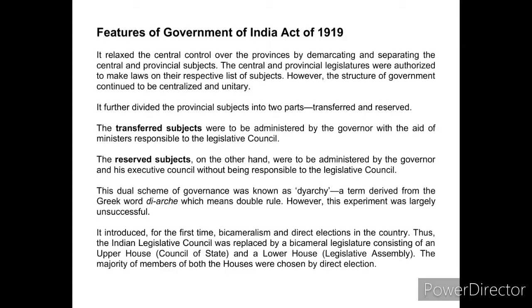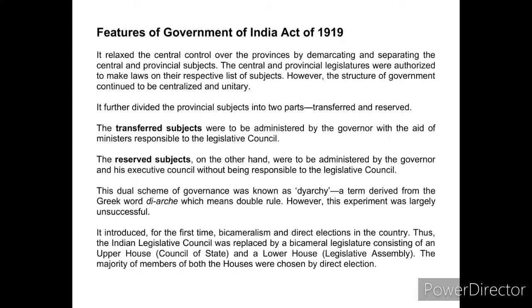Features of Government of India Act of 1919. It relaxed the central control over the provinces by demarcating and separating the central and provincial subjects. The central and provincial legislatures were authorized to make laws on their respective list of subjects. However, the structure of government continued to be centralized and unitary.